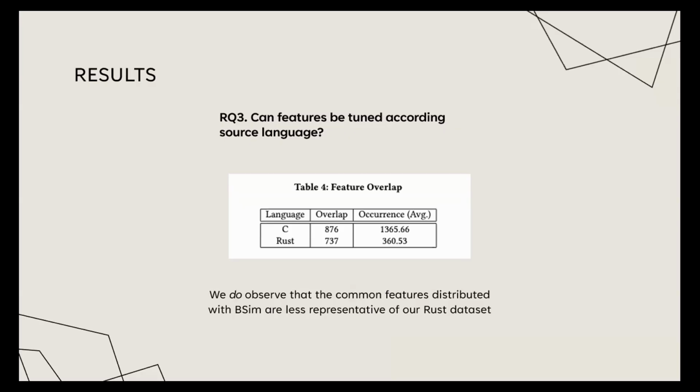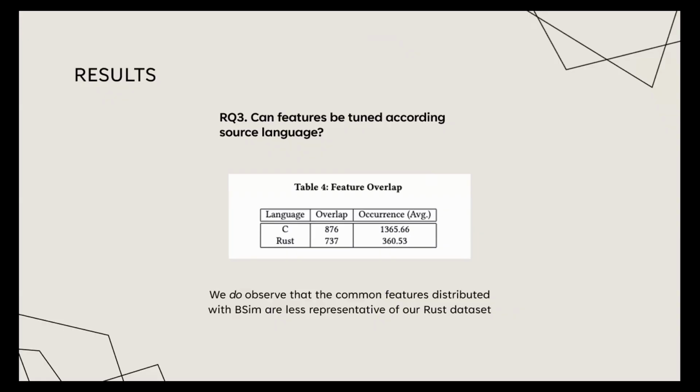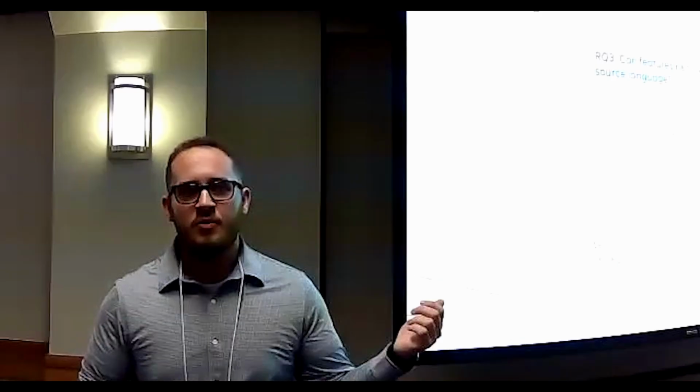We did do a quick little study to see if the features collected from the Rust data set overlap with those most common features. We see on average that fewer of the features in Rust are seen in the C data set. And in fact, when they are seen, they're seen at a lower rate. So that's our occurrence score there. So the features that Ghidra and the NSA team think are most representative of binaries seen in the wild today aren't really representative of Rust.